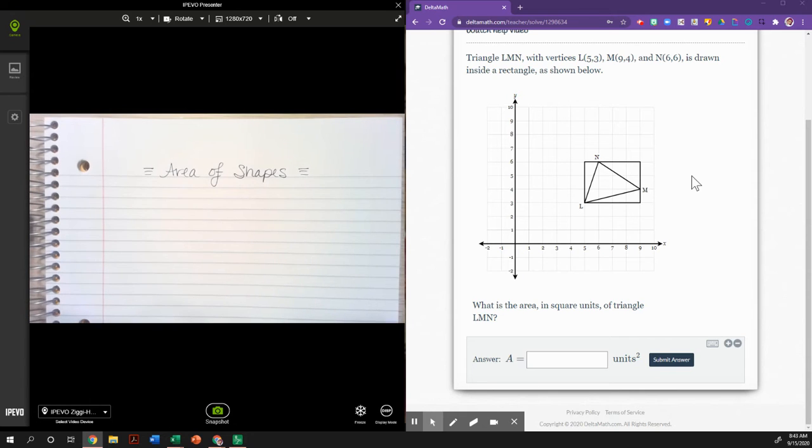All right, so it says triangle LMN with vertices L (5, 3), M (9, 4), and N (6, 6) is drawn inside a rectangle as shown below. So here's the nice thing about being able to use Delta Math: they've drawn the picture for us, so we don't have to do any of that. It says, what is the area in square units of the triangle LMN?